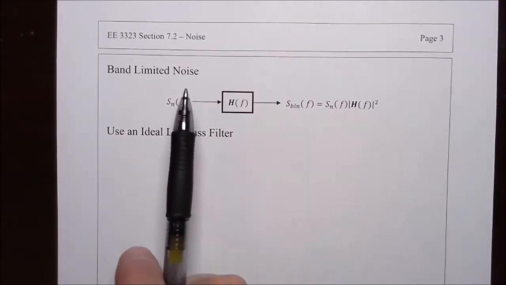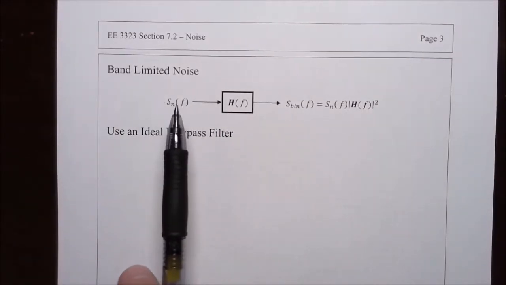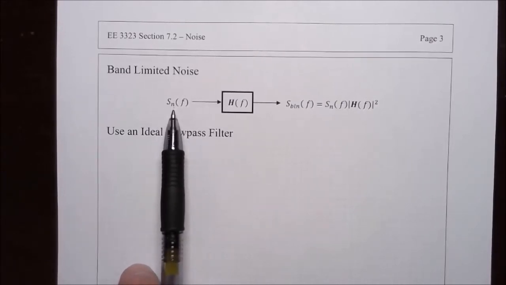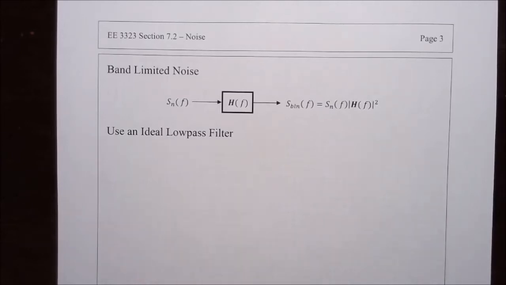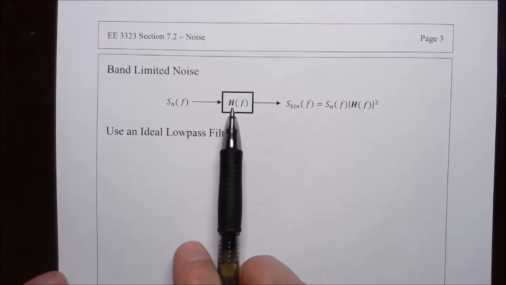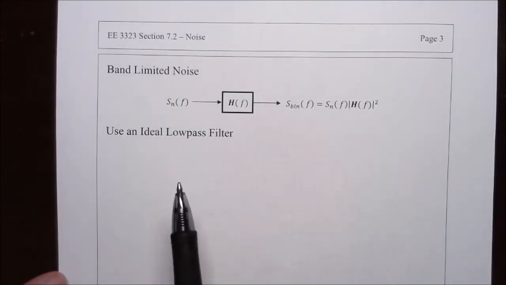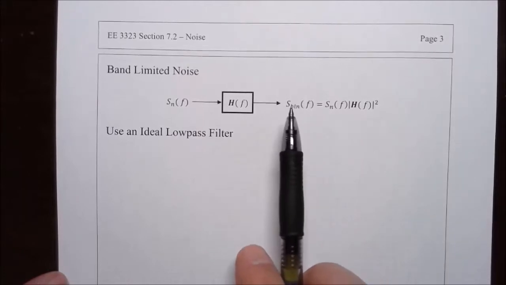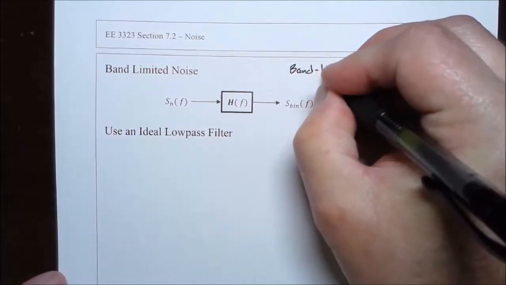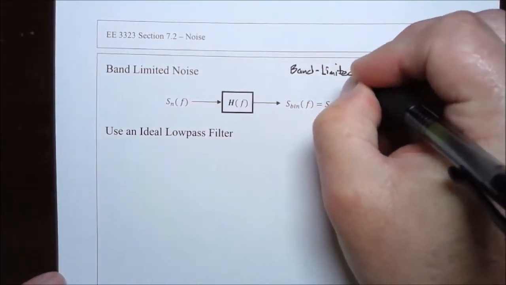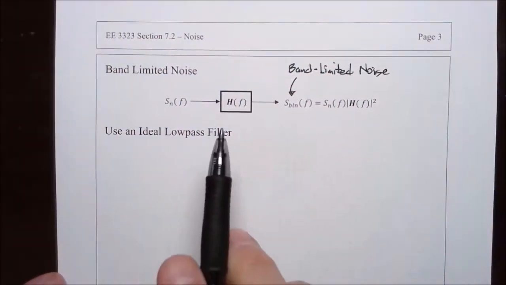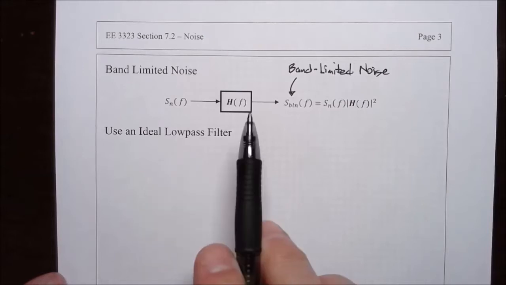Let's consider what happens when we take this Gaussian white noise represented by this power spectral density, capital S with the subscript N for noise. It's a function of frequency, and we pass it through a linear system that's described with transfer function capital H of f. Now, what will come out will be band limited noise. It's the noise that has been passed through this low-pass filter in this case.